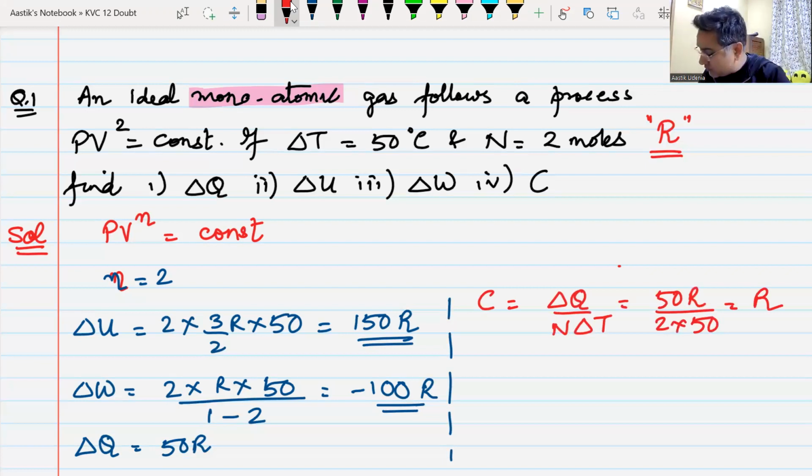Or you can do it from the formula. C is equal to CV plus R upon 1 minus eta, where CV is 3 by 2 R. You do it in that way also, and you will end up with R by 2.